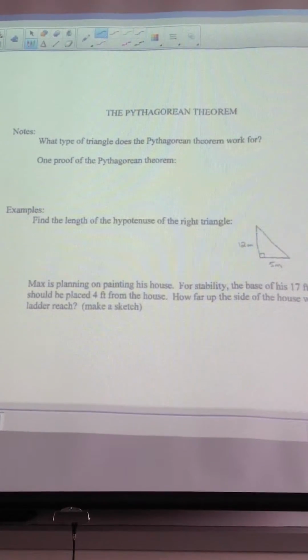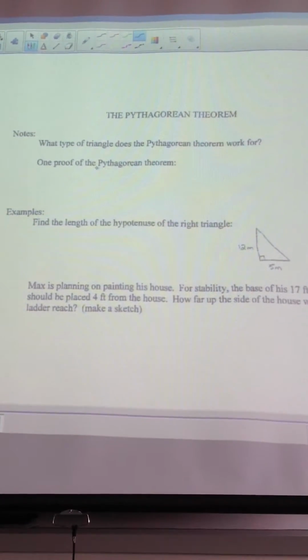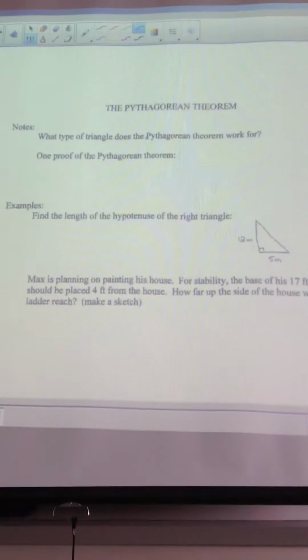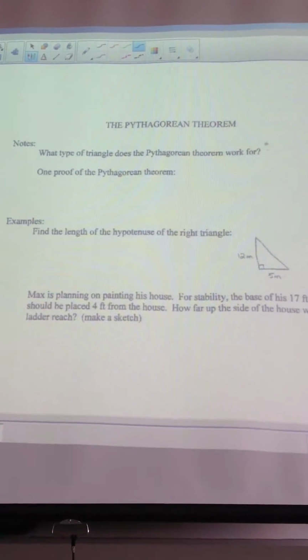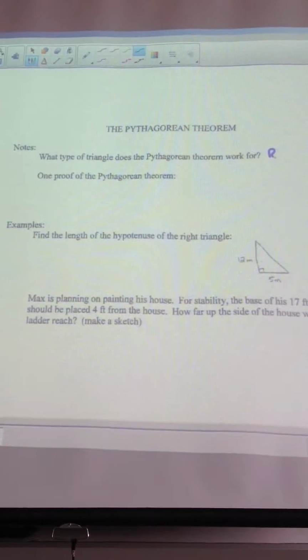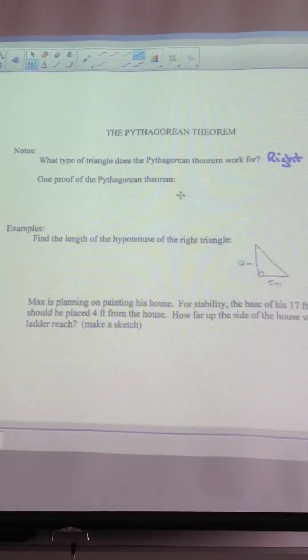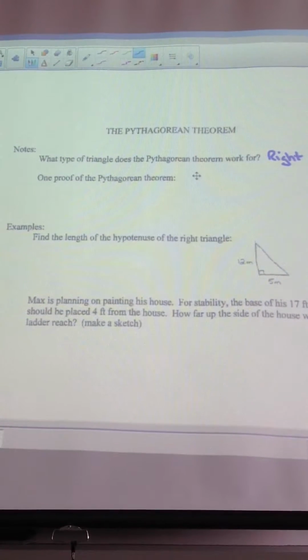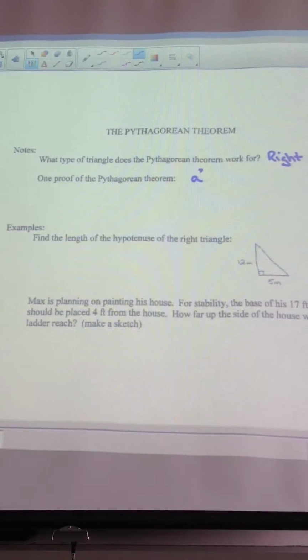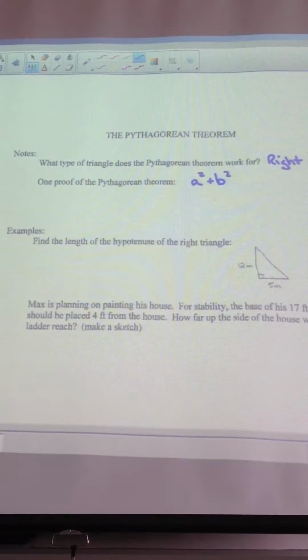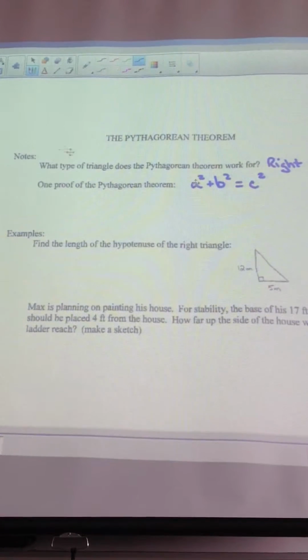Alright, good morning everybody. Today's lesson is over the Pythagorean Theorem. And when you were in junior high, you learned that the Pythagorean Theorem only works for right triangles. You must have a right angle in the triangle in order for this to work. The Pythagorean Theorem is a squared plus b squared equals c squared.